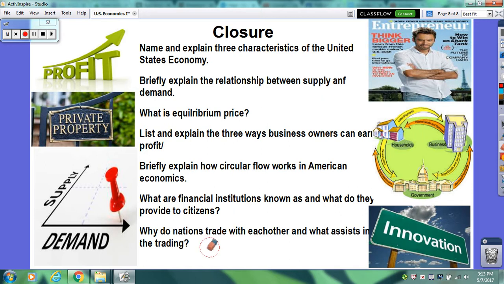Also, last question here, why do nations trade with each other and what assists in the trading? So nations trade with each other to build relationships, to obtain goods and services they may not already have, and also to buy things at a better price. So what assists in the trading is technology. Technology helps to move things along faster, more efficiently, and to provide better communication between the buyer and the seller.